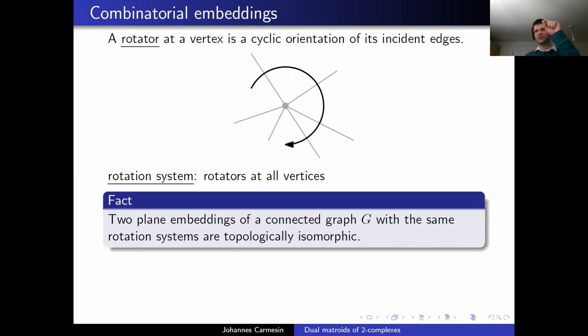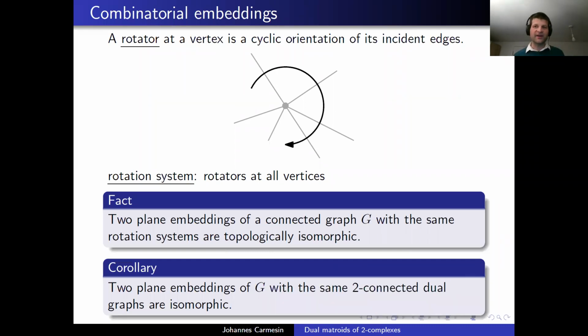You take a vertex and you take the cyclic ordering of the incident edges in the embedding. So that's the rotator at a vertex, and the rotation system is just a rotator at each vertex. And then a simple fact is that if you have 2 plane embeddings of a connected graph with the same rotation systems, then these 2 embeddings are topologically isomorphic. So this completely combinatorializes the problem, and we just have a combinatorial problem. We're interested in some graphs together with some rotators.